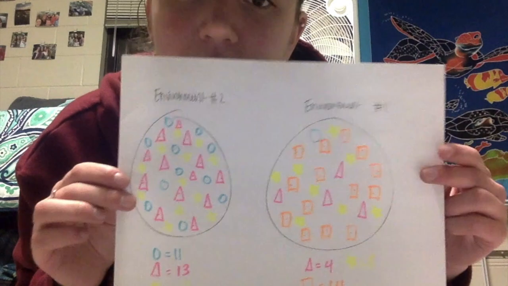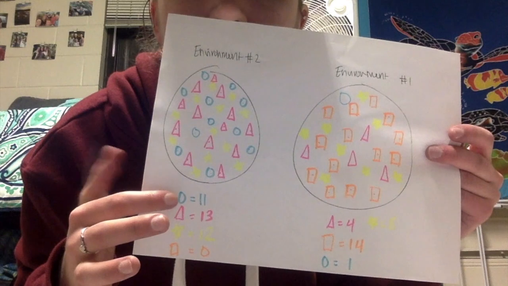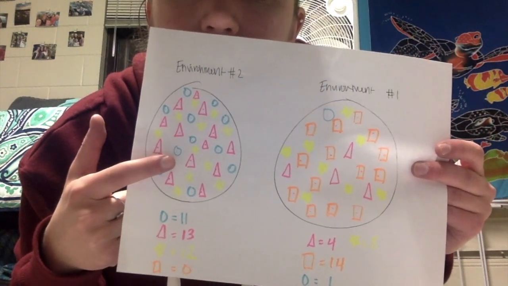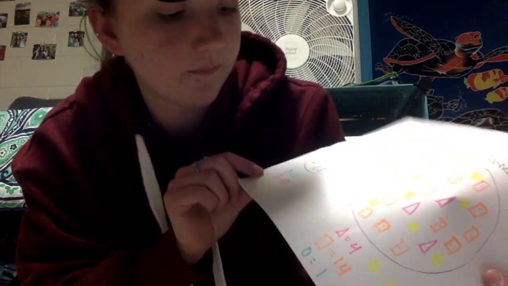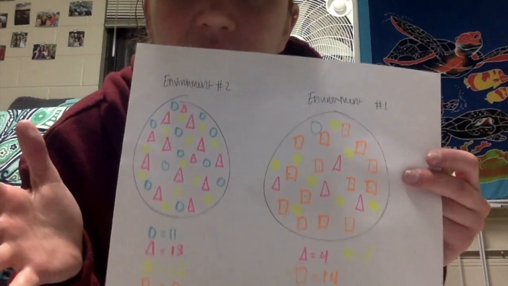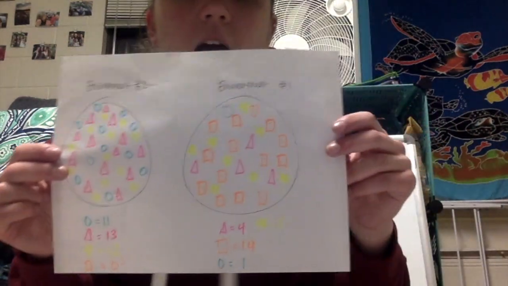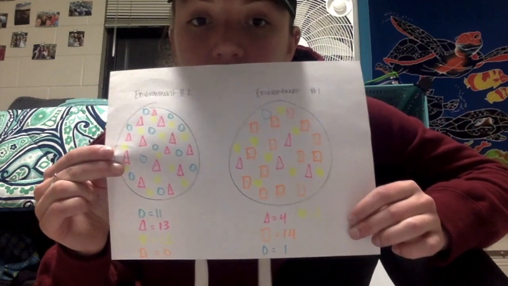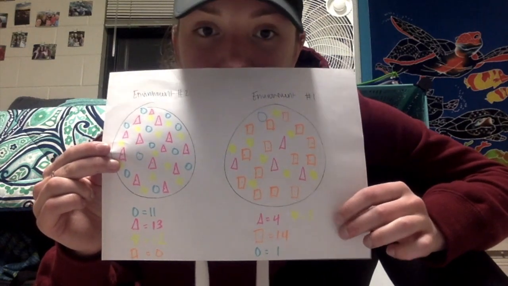In environment number 2, I have incorporated 3 out of the 4 different organisms. If you see up here, there are 11 blue circles, 13 pink triangles, and 12 stars. However, there are no orange squares. There are 0 orange squares. And then in environment number 1, there is 1 blue circle, 14 squares, 4 triangles, and 8 stars.